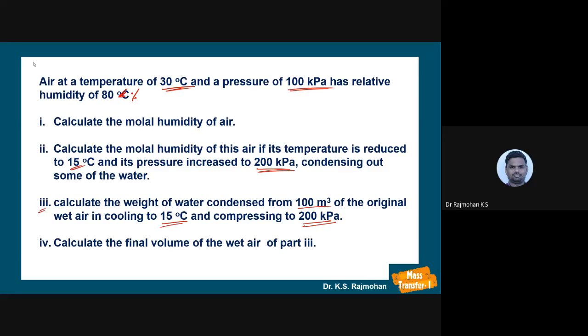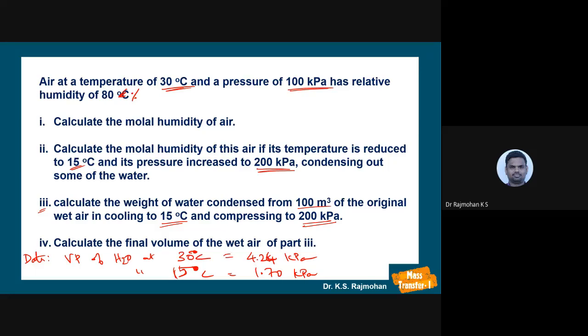Now how to proceed with this problem? Some data is given. Vapor pressure of water at the mentioned temperatures, 30 degrees Celsius and 15 degrees Celsius: at 30 degrees Celsius the vapor pressure is 4.24 kilopascal. At 15 degrees Celsius it is 1.70 kilopascal.